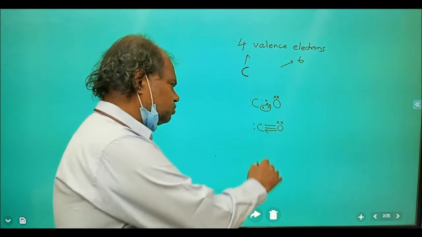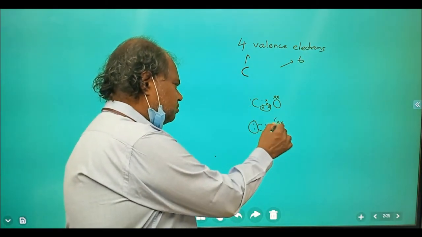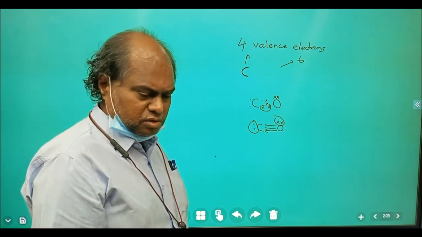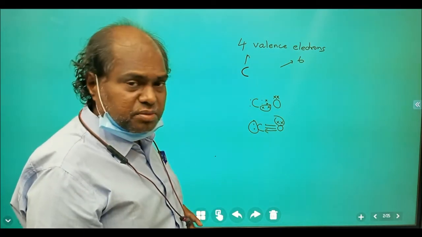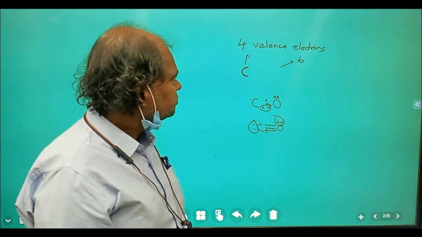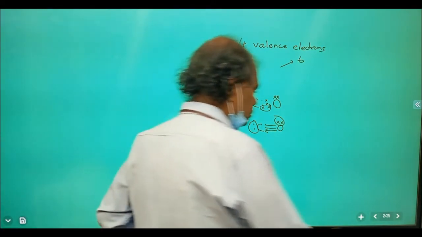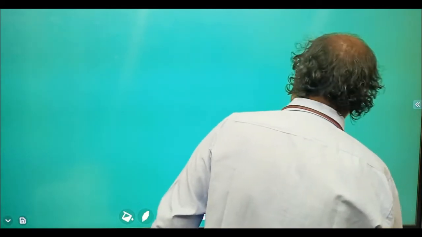It has got 2 lone pairs. This is one lone pair, right? This is one lone pair. Fine. Okay. So that's how you draw the dot structures, please. Very, very important. Now, you know how to draw a dot structure.